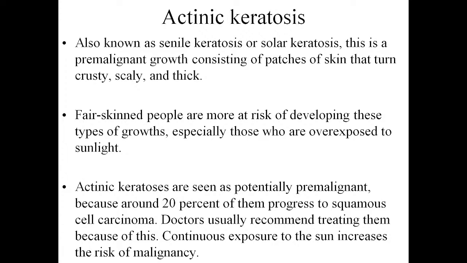Actinic keratosis, also known as senile keratosis and solar keratosis. This is a premalignant growth consisting of patches of skin that turn crusty, scaly, and thick. Fair-skinned people are more at risk of developing this type of growth, especially those who are overexposed to sunlight.